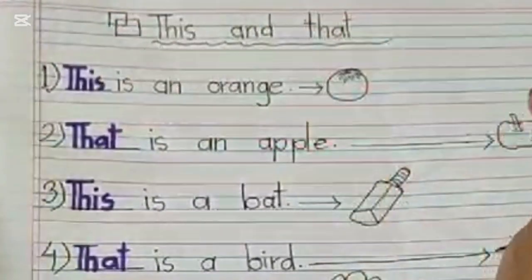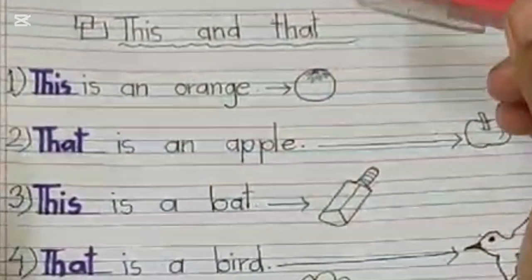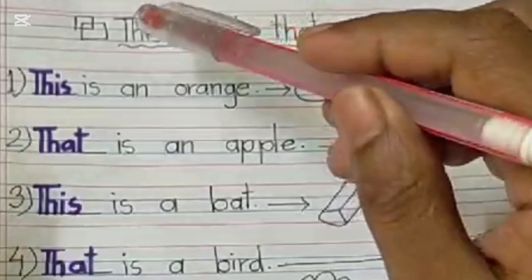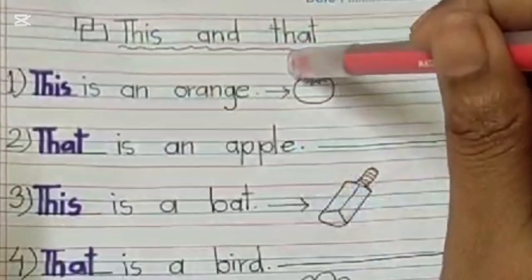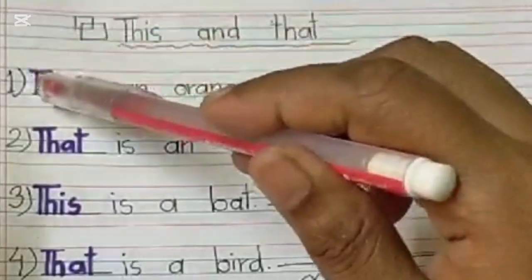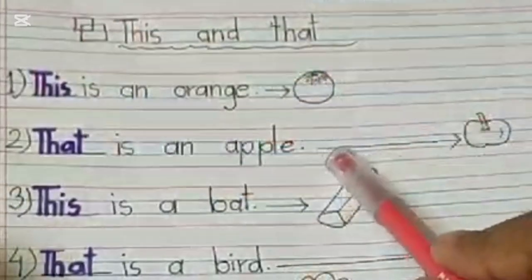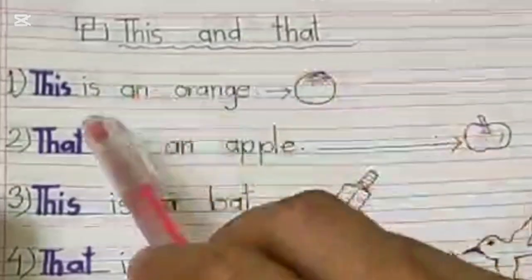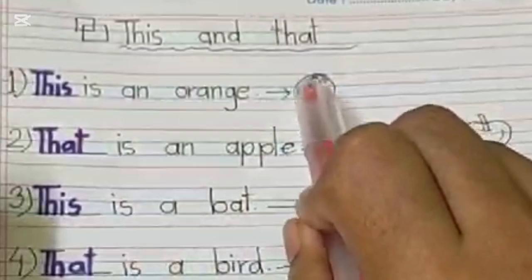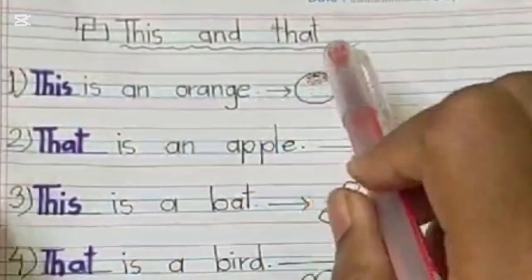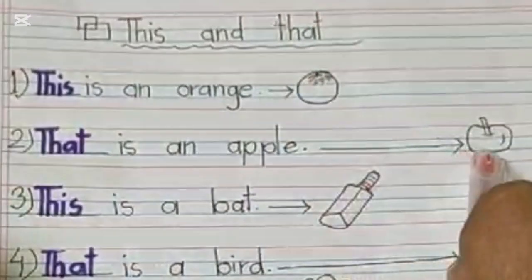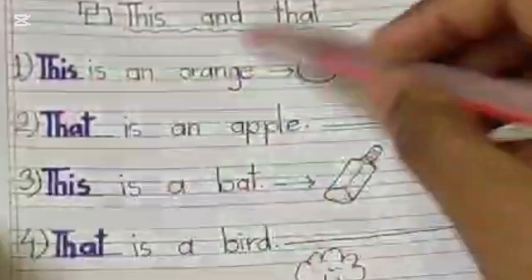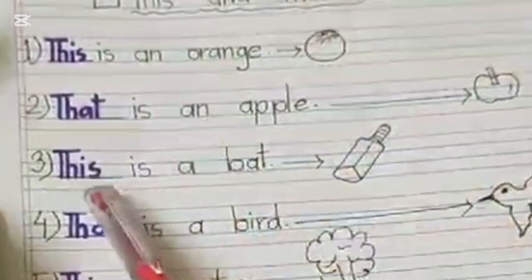So we have to memorize with our children that when anything is near us, then we have to use this. And when anything is far from us, then we have to use that. Okay, again repeat after me. When anything is near us, then we have to use this. And when anything is far from us, then we have to use that. That's how we have to do the rest of the sentences. Now let's do it.